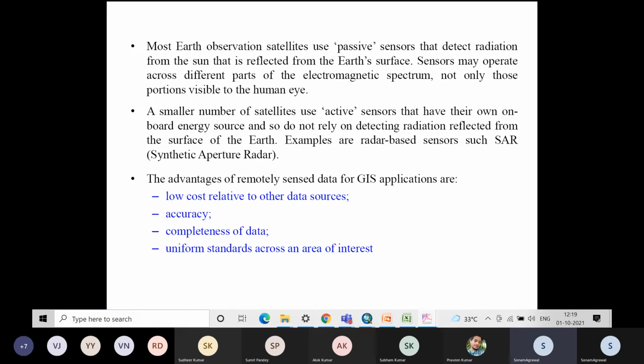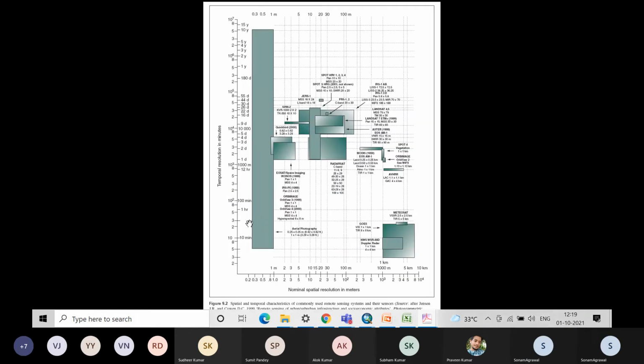Go to the internet and search for the names of different Indian satellite series. When you are doing this task, make sure that you are noting down the year of launch and the resolution at which the images are provided. This figure is showing some of the details. You can read it by yourself. They are providing the temporal resolution, spatial resolution, and names of the different satellite sensors.